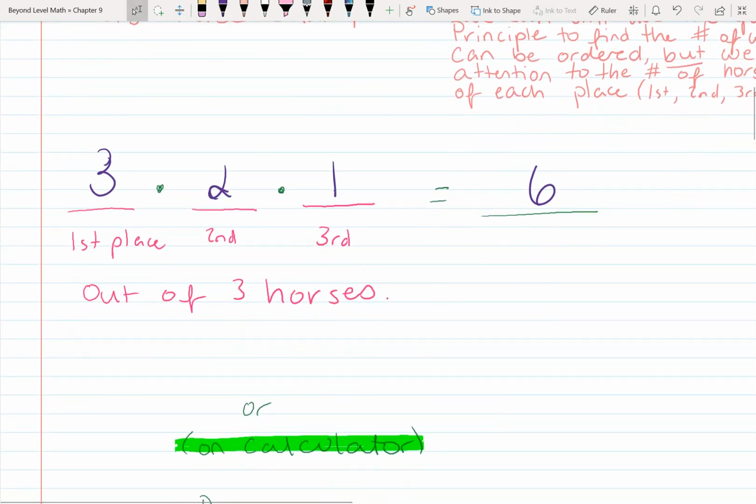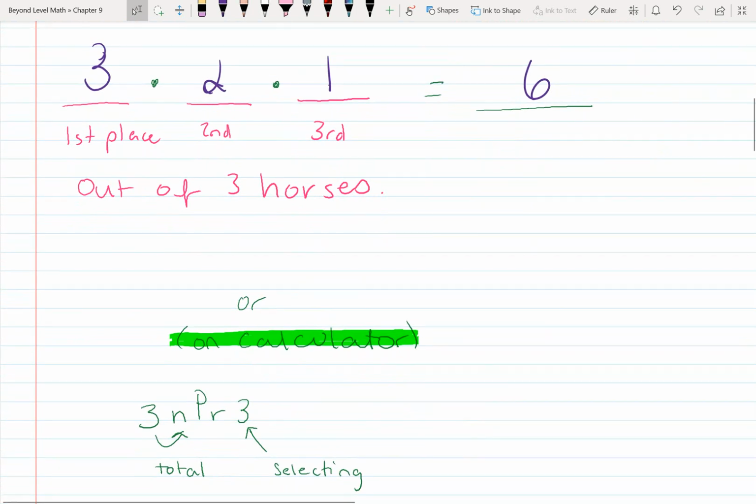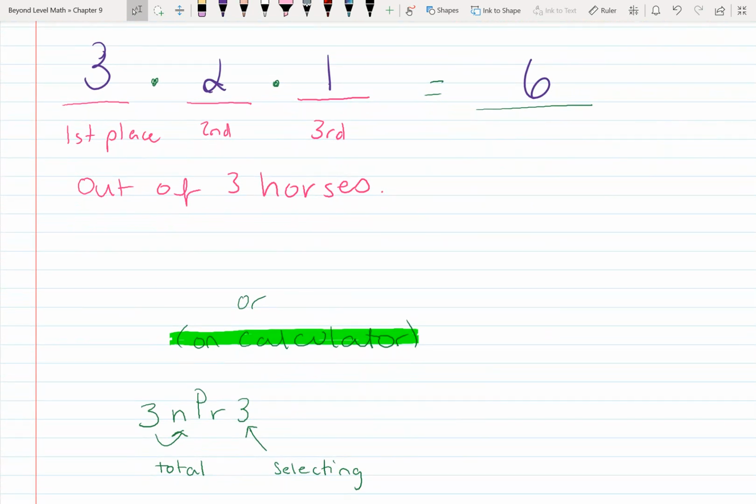Alrighty. Now, if we use the calculator, again, I'm going to talk about the calculator that's like the one from school. We've got 3 total horses, and we're choosing 3 places, right? First, second, and third place. This second number is the number that's going to tell you how many lines to write. And that may seem silly right now, but I promise it'll come in handy. That second number tells you how many lines to write.